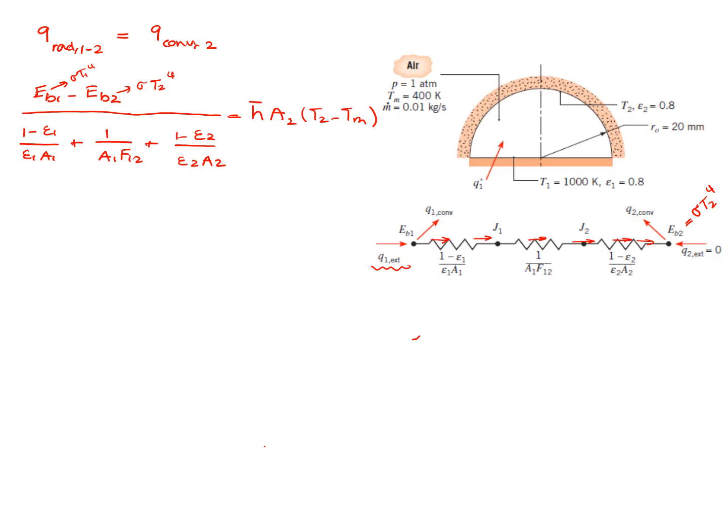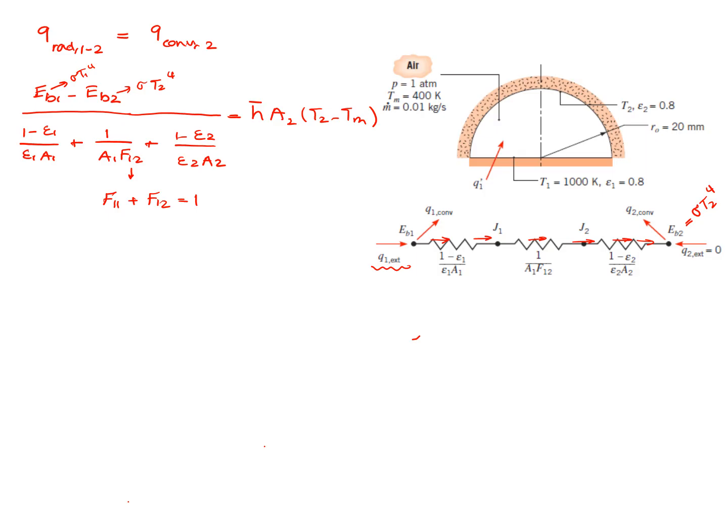Looking at these two relations, the only unknowns that I have are T2 and F12. The rest, I already have them or can calculate them. F12, I can take care of that by writing F11 plus F12 is equal to 1. The portion of radiation that can arrive on another surface plus the portion of radiation that can arrive on itself should be equal to 1.